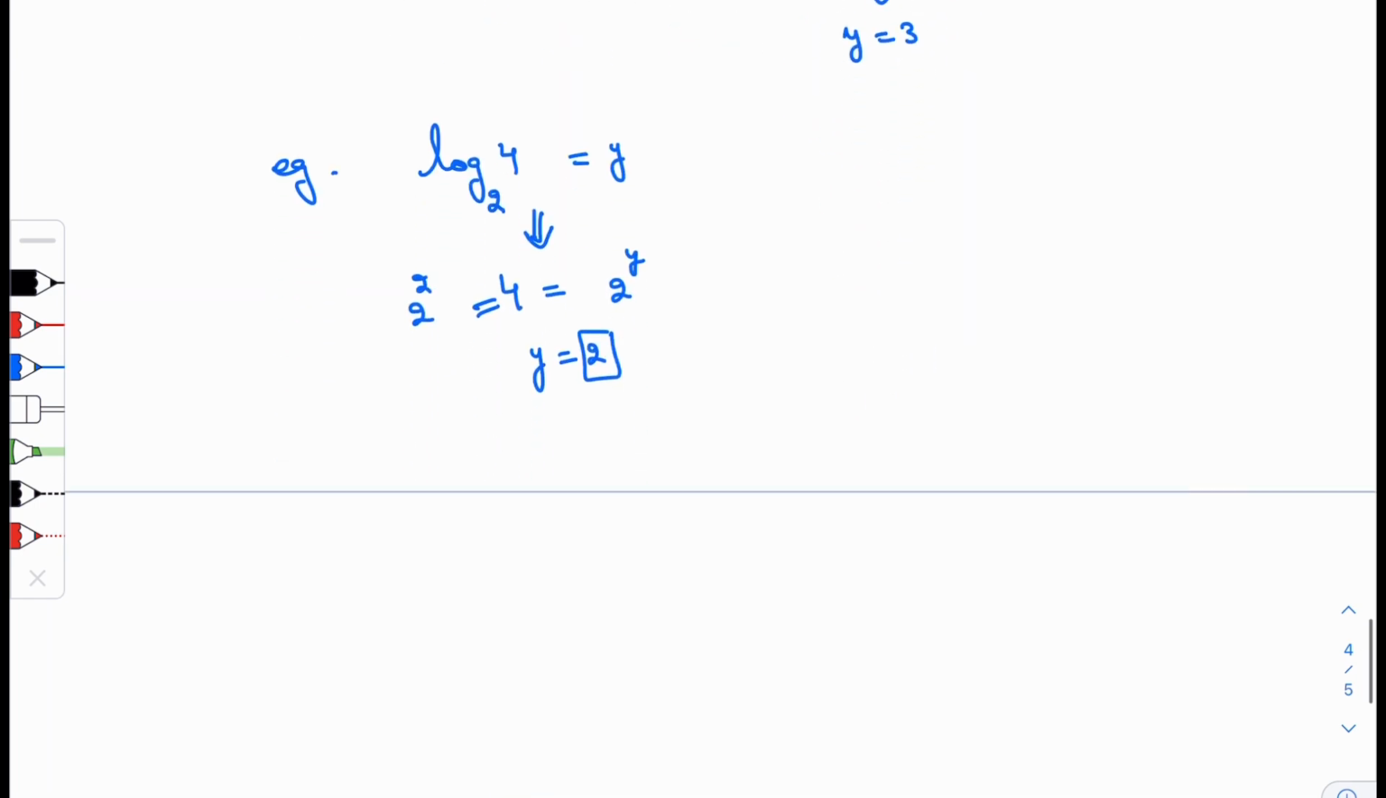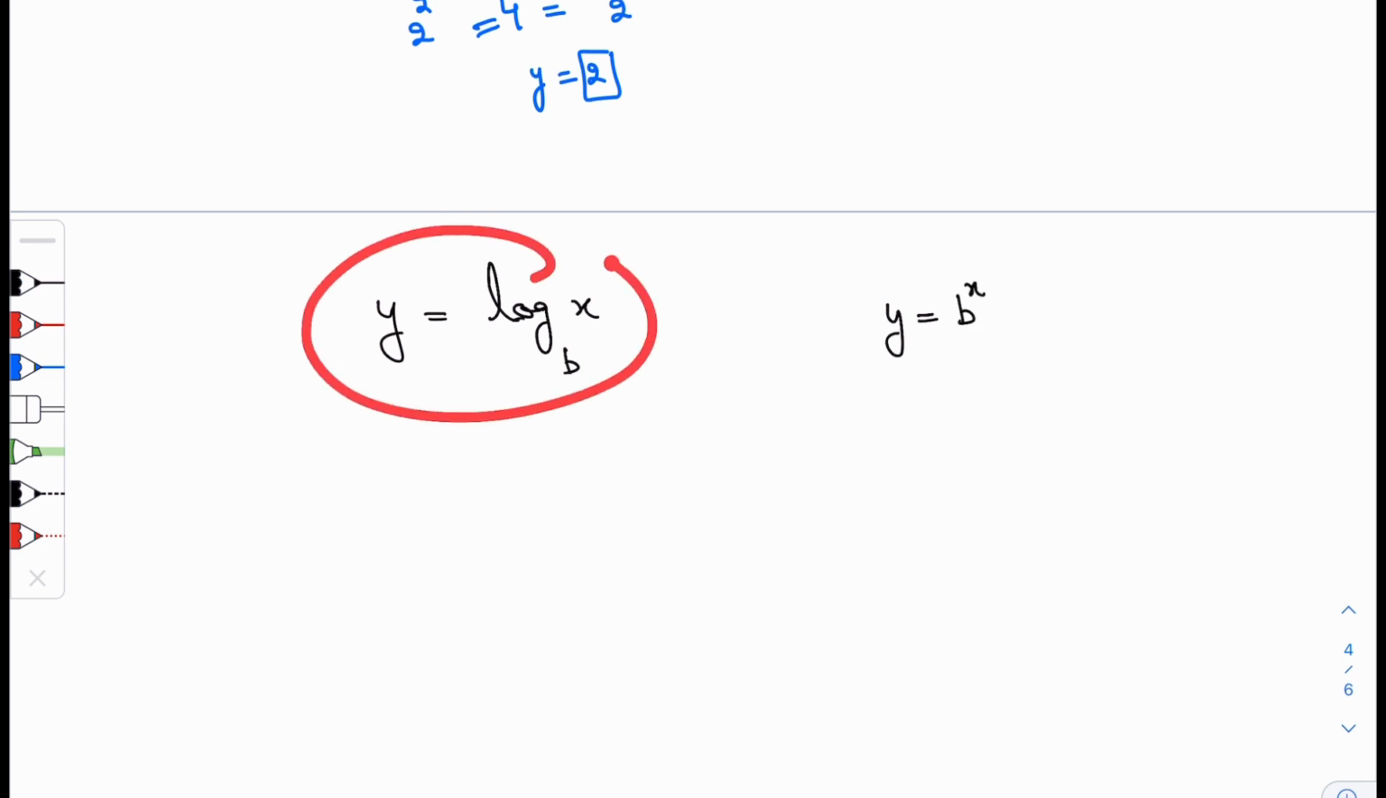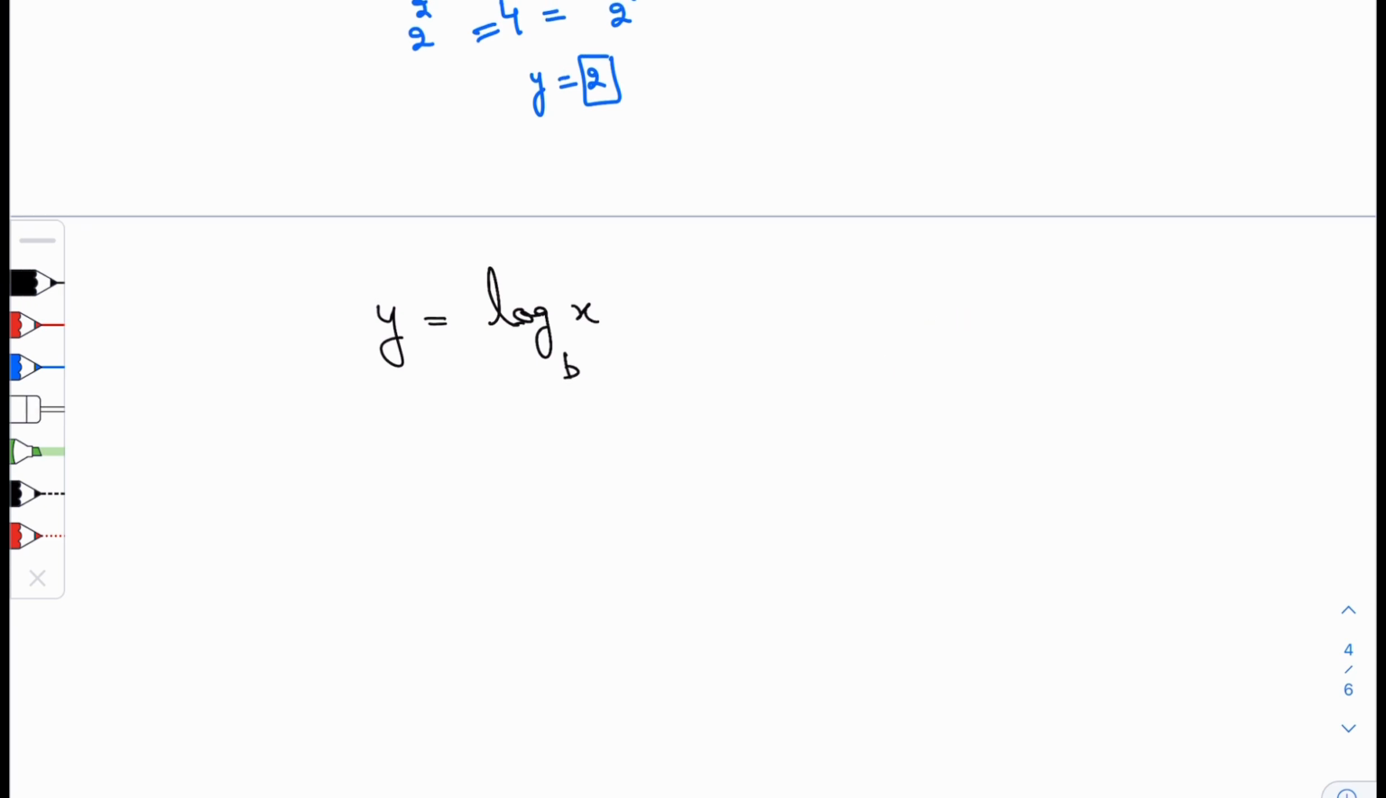Alright, so now let's pull out some properties for logarithms. So let's recall what we have seen. We understand now that this thing is nothing but the inverse function of this function that I'm writing over here. This is the inverse function of the function given by this equation, and that's why we understand this equation.